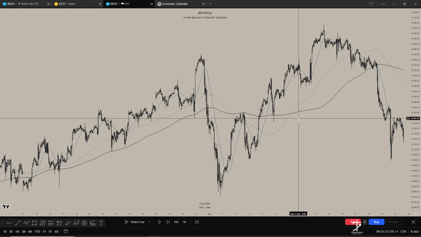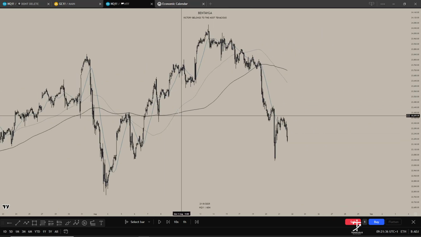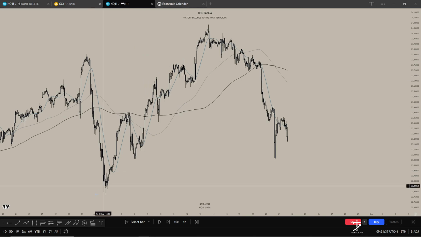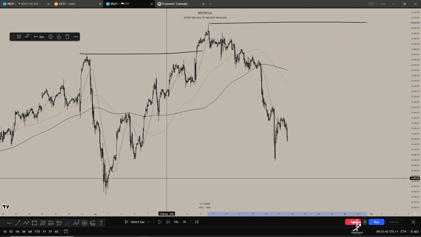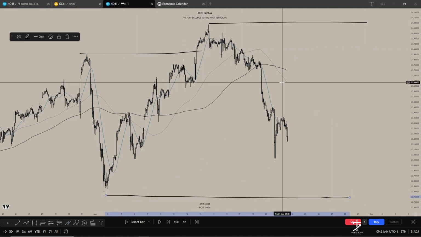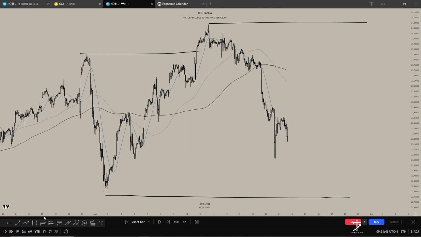Yes, my people. Based off the 1 hour chart, we know price is bullish off these highs. We're trading from this high, and we are trading from this low. So right now, internally, price is bearish because we are making lower lows and lower highs. So we're clearly in the pullback phase.